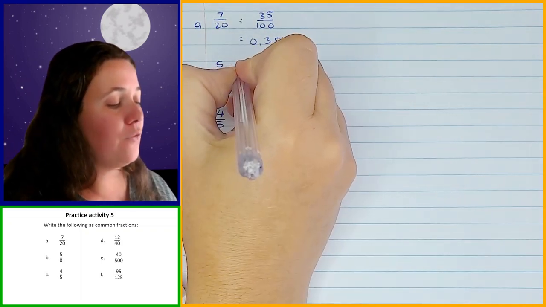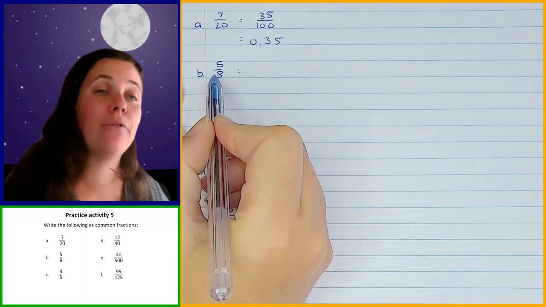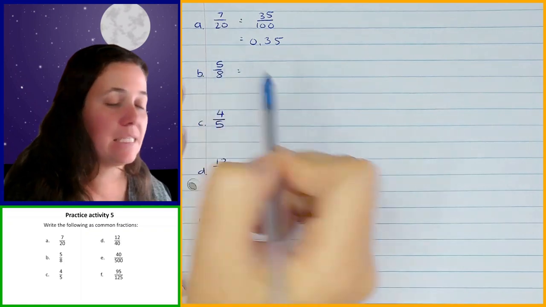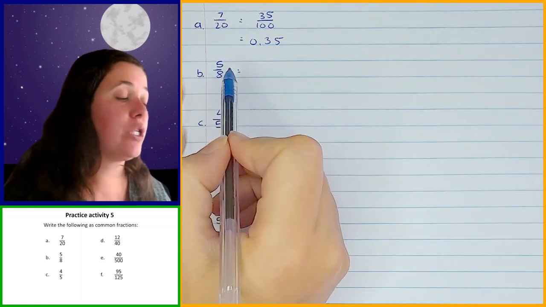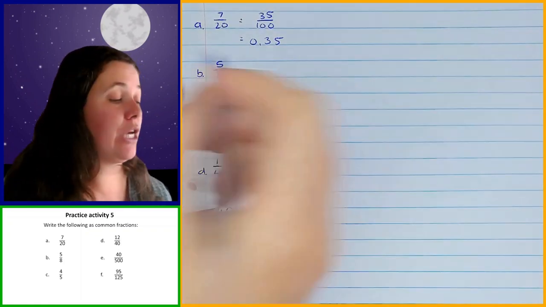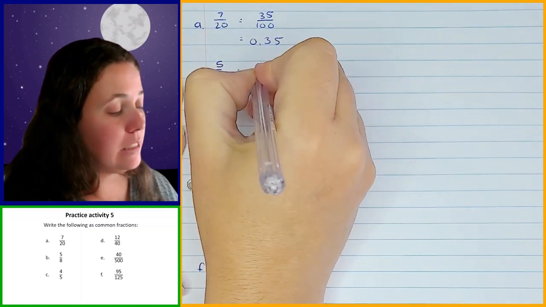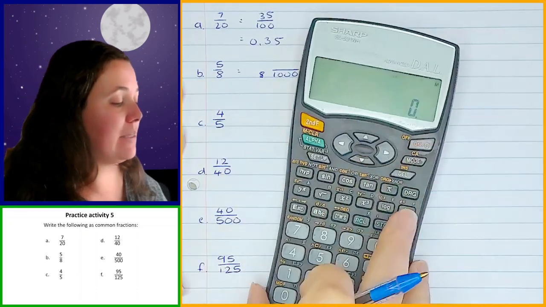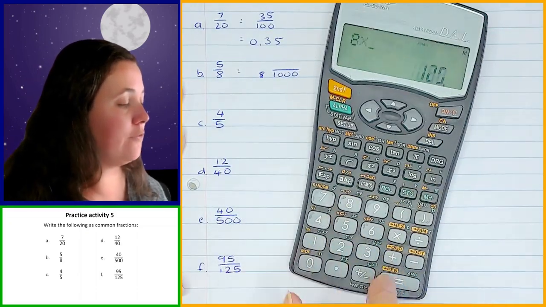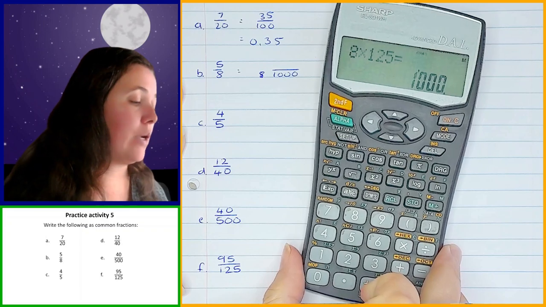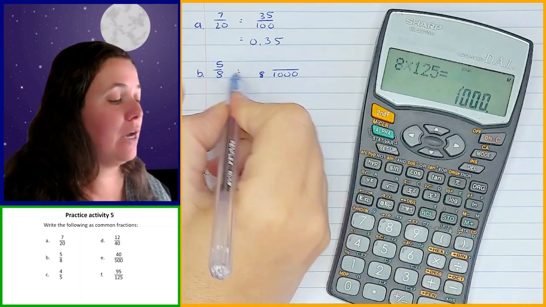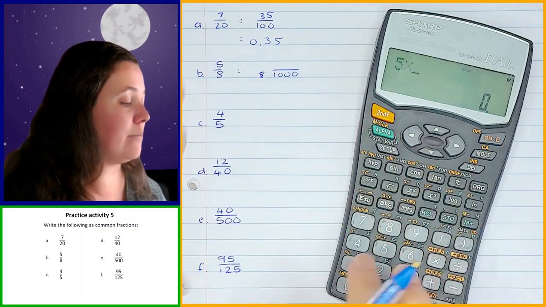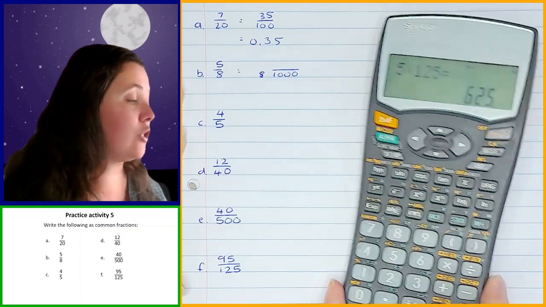Right, next I've got 5 over 8. 5 over 8, I can't convert 8 to 10. 8 doesn't go into 10. 8 also doesn't go into 100, but 8 does go into 1,000. 8 goes into 1,000 125 times. If I say 8 times 125, it gives me 1,000. Okay, so I'm multiplying by 125 to get 1,000. So I need to multiply my numerator by 125 as well. So 5 times 125 is 625.